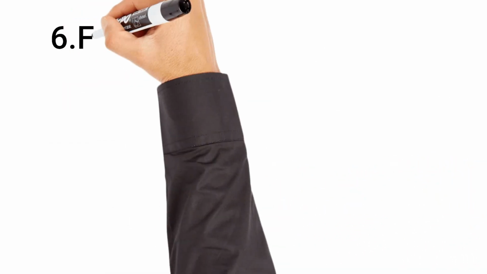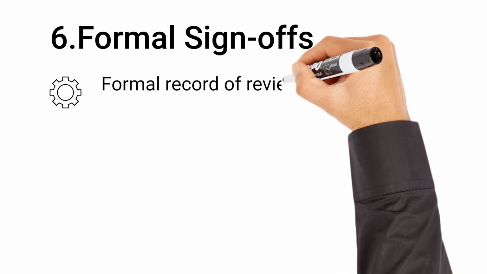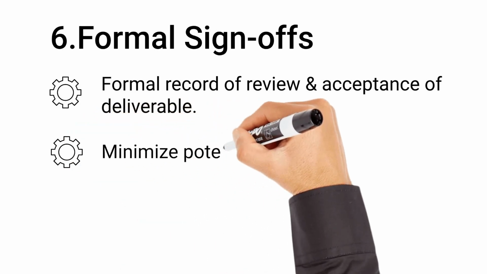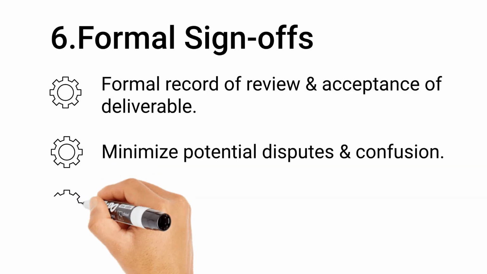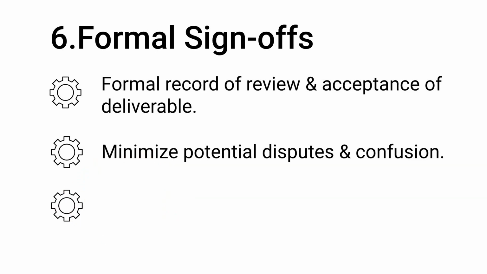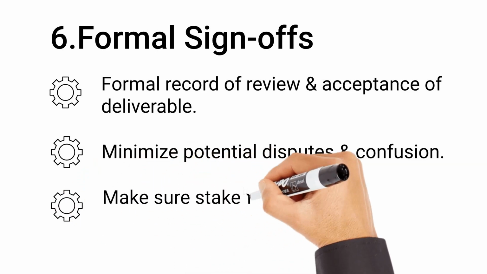Next one is formal sign-offs. Formal sign-offs are a key aspect of change control management. The formal record of review and acceptance of given deliverable helps to keep expectations aligned and minimize potential disputes. Most importantly, the formal sign-off acts as an extra incentive to appropriate stakeholders for actively engaging in the work of the project, and thereby getting a feeling of satisfaction.